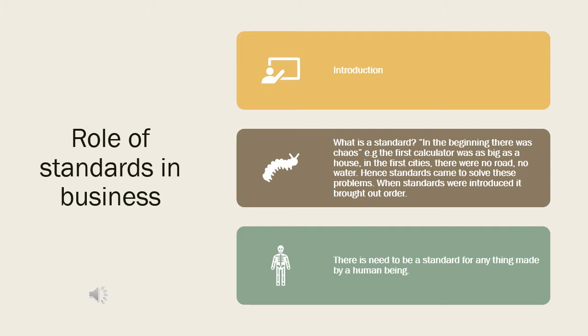You saw the example of the calculator. It was as big as a house. When standards were introduced, they brought about order. So there is a need for a standard for anything made by human beings. Human beings make so many things, like in factories. Anything that is made by a human being has to be standardized for it to be acceptable for use and consumption by a given community or by people.